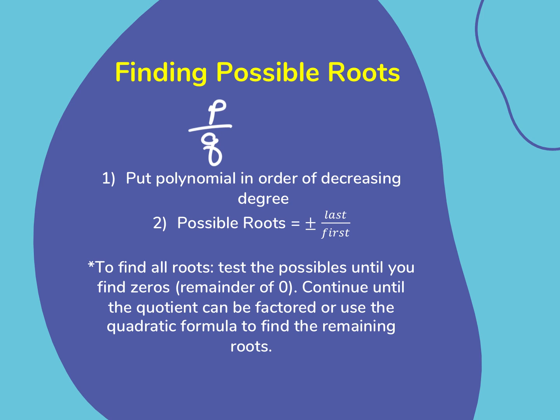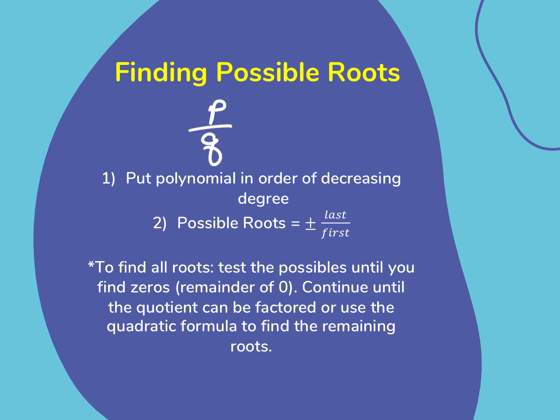All right, to find all of the possible roots, this is going to lead us into why we need to be proficient with our calculator. You want to put your polynomial in order of decreasing degree. What does that mean? If you put your polynomial in decreasing degree order, the highest exponent goes where? First, and then they go down in order.